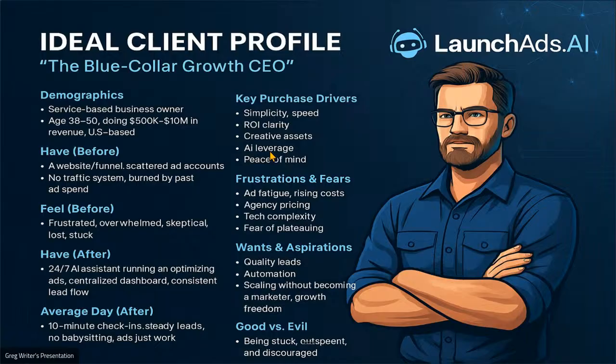And so I'm going to speak to this profile differently than I speak to a realtor, because this is a great tool for realtors. This is a great tool for maybe small agencies, people that work with 1 or 2 or 3 clients. But this one is the blue collar growth CEO. So this guy is 38 to 50. He's doing 500,000 minimum a year, maybe as much as 10 million a year.